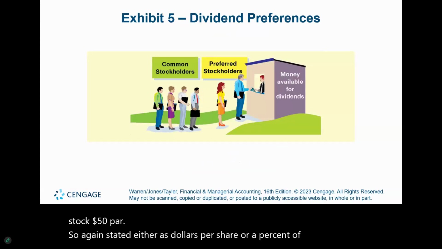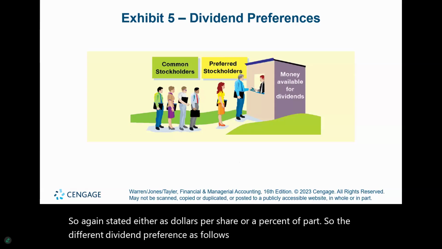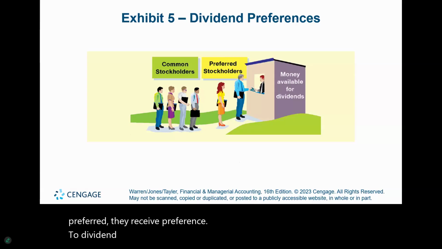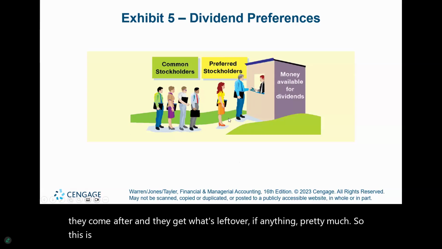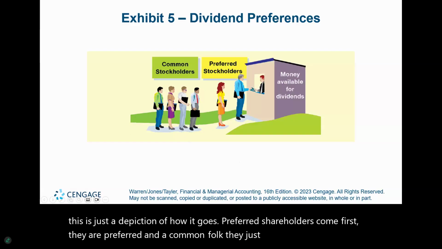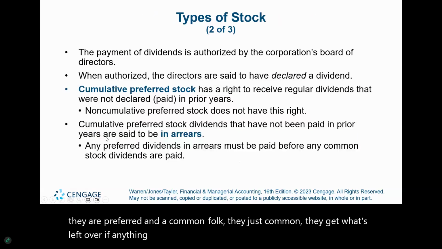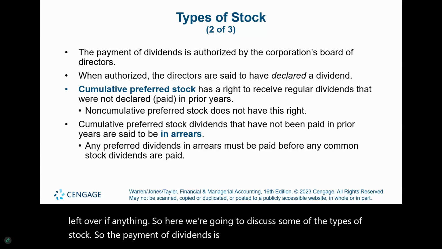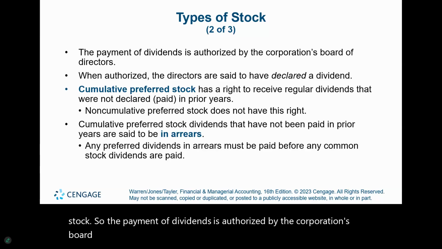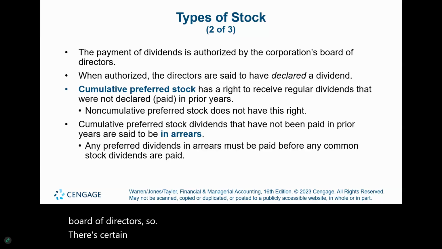So the dividend preference is as follows: preferred means that they are preferred. They receive preference to dividend distributions. Common shareholders, they're the common folk. They come after and they get what's left over, if anything, pretty much. So this is just a depiction of how it goes. Preferred shareholders come first. They are preferred. And the common folk, they're just common. They get what's left over, if anything. So here we're going to discuss some of the types of stock. The payment of dividends is authorized by the corporation's board of directors. So there are certain steps that are going to take place before dividends are even distributed.